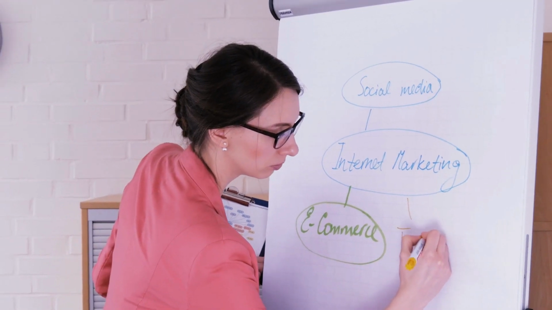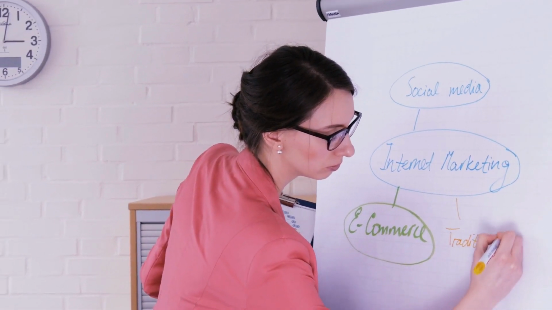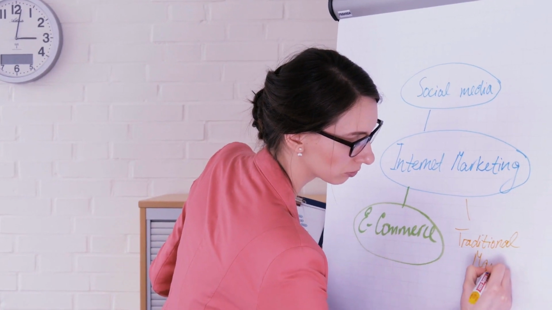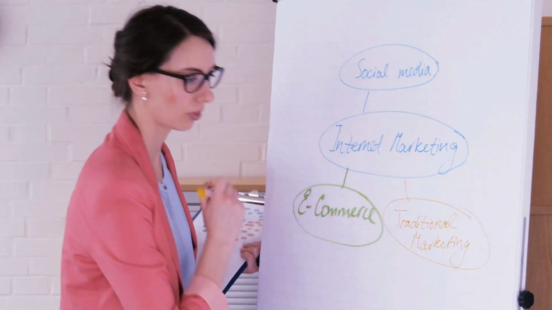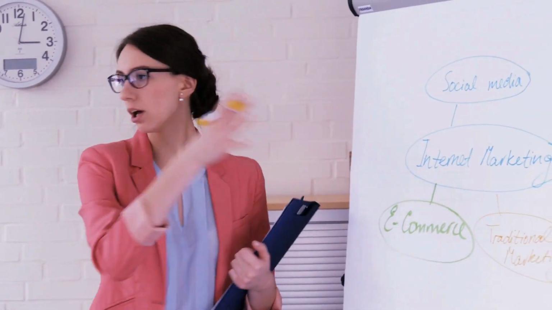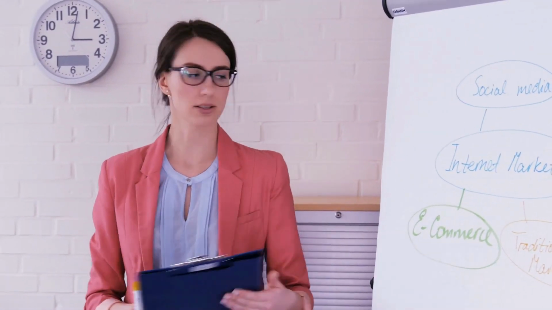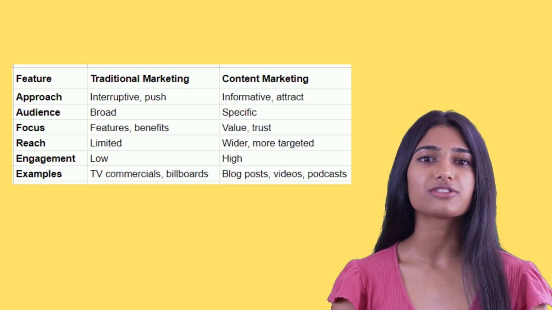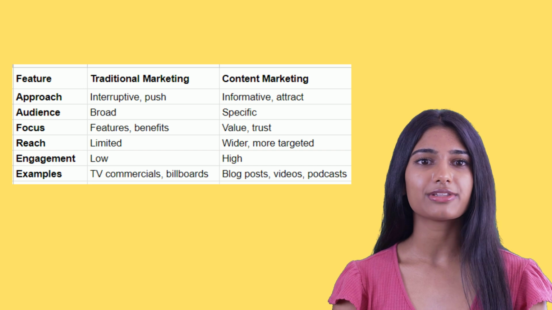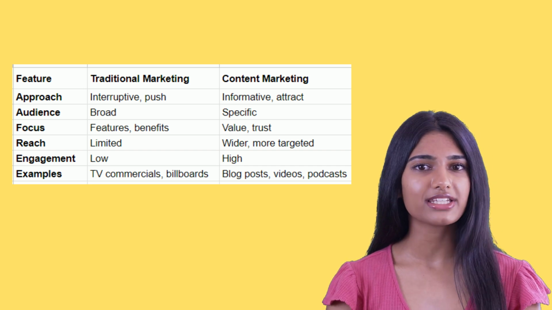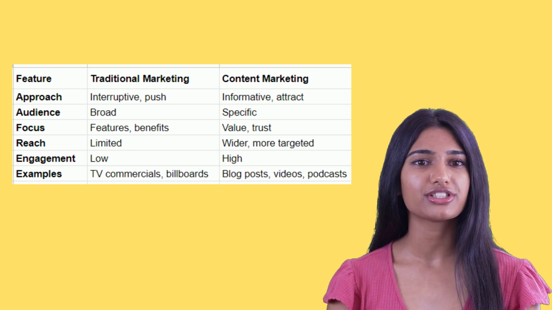Traditional marketing: interruptive, pushes messages to a broad audience, focuses on features and benefits, often with a hard sell. Limited reach and engagement, often seen as intrusive. Examples: TV commercials, billboards, print ads. Content marketing: informative and engaging, attracts and retains a specific audience, offers valuable content, builds trust and authority, earns attention through helpfulness, not demands. Examples: blog posts, infographics, videos, podcasts, social media content.